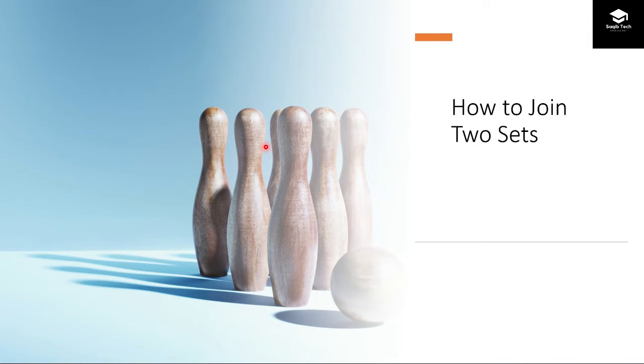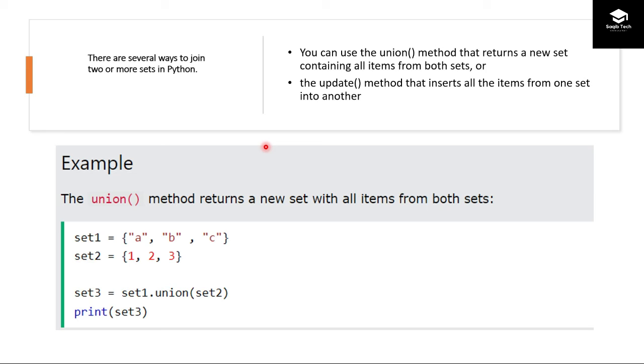Now we are going to study different operations that can be performed on a set. First, we have to check how to join two sets. If we want to join two sets, there are several ways, but there are two methods that I am going to tell you. One of them is the union method, the other one is the update method that I have told you about earlier.